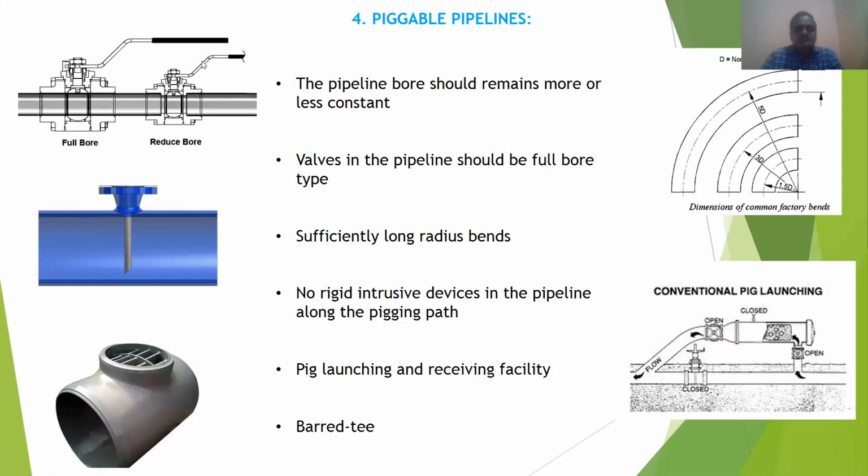Piggable pipelines. The pipeline bore should remain more or less constant. See this, full bore. This is reduced bore. Valves in the pipeline should be full bore type. That means in the complete opening position of the valve, it should be a full bore valve. We should use full bore valves. Reduced bore valves are not possible because the pig cannot run.